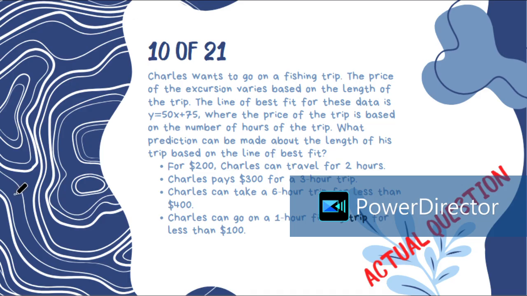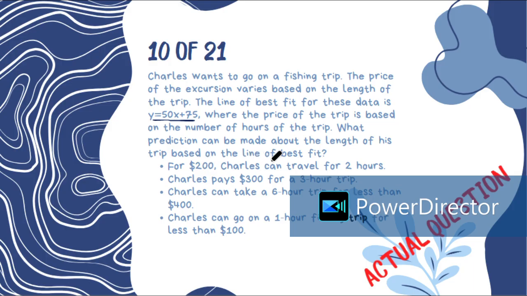Here's number 10. Charles wants to go on a fishing trip. The price of the excursion varies based on the length of the trip. The line of best fit for these data is y equals 50x plus 75, where the price of the trip is based on the number of hours of the trip. What prediction can be made about the length of his trip based on the line of best fit? You're going to go to GeoGebra.com, use the algebra function, and enter that formula in, and it's going to graph a line for you. Then use that graph, moving it around and zooming in and out, to see which of these statements is true.